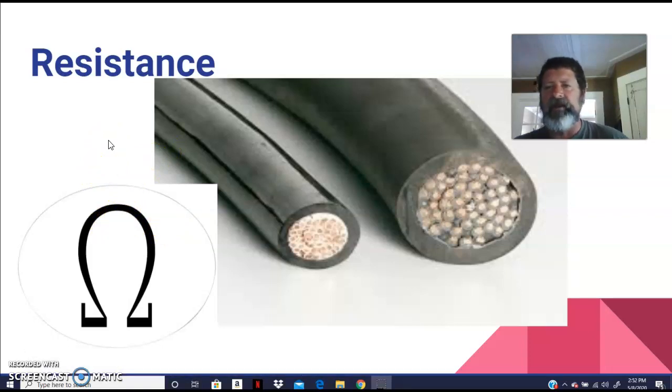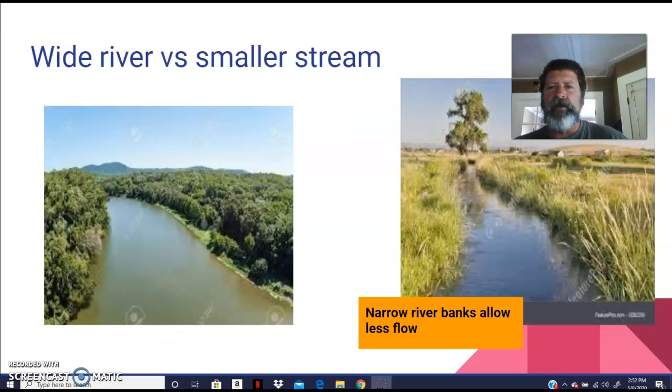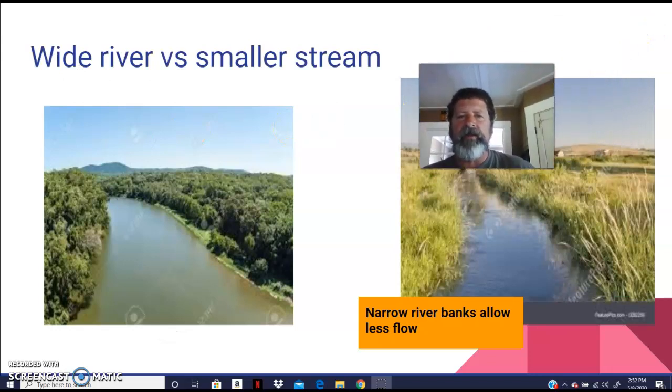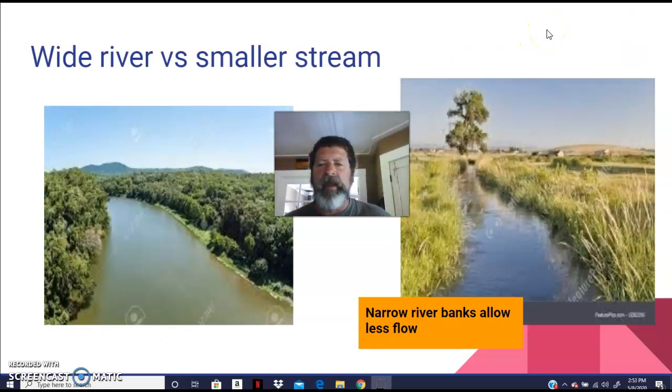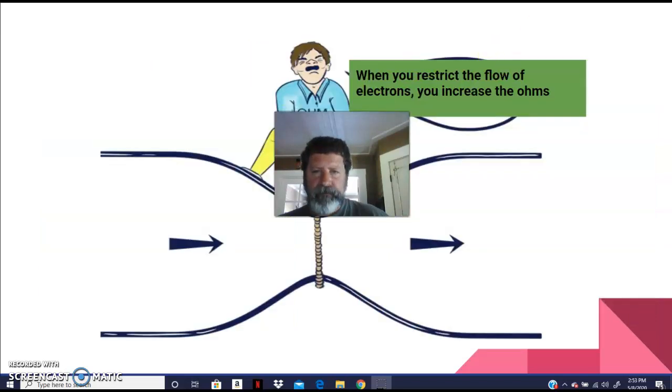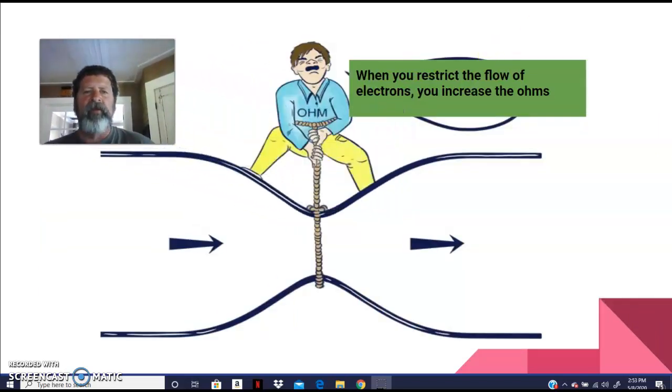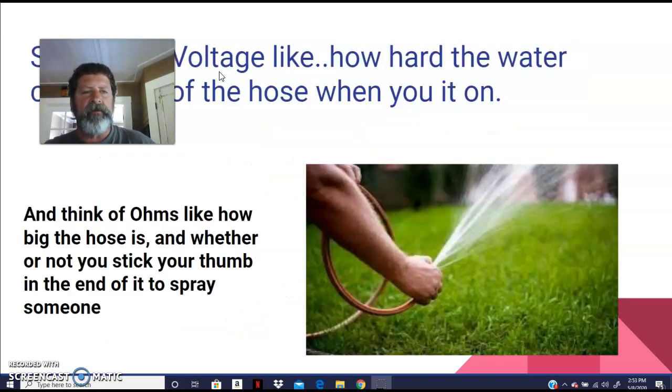Volts is V. Okay, so you think of it just like water, right? If you have narrow stream banks, you're going to have a lot of resistance. If you have wide stream banks, you're going to have not much resistance. The water can really flow. And as you restrict the flow of electrons, you have more ohms. So more restrictions. If you put a lot of different things in an electrical circuit, you're slowing down electrons. You're going to have a lot of ohms of resistance.